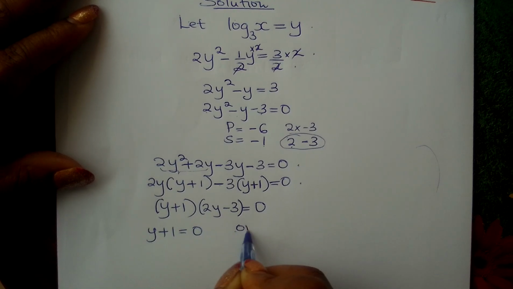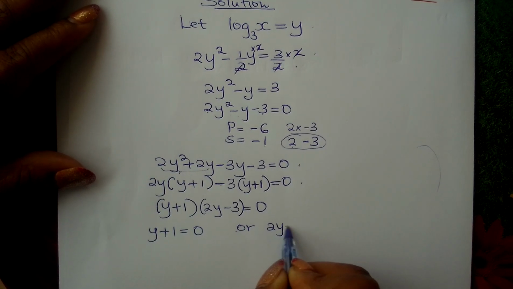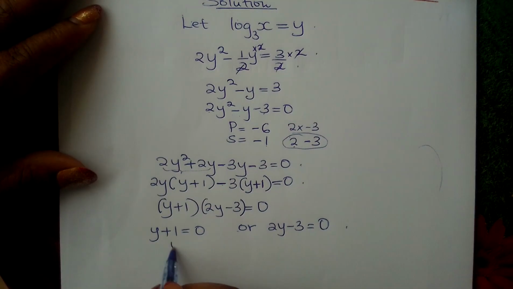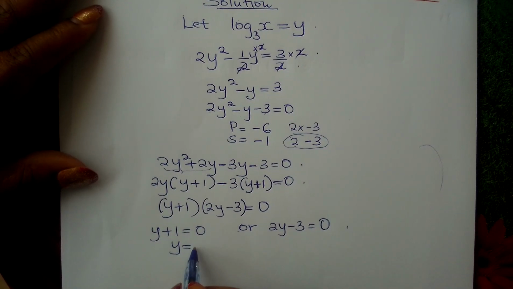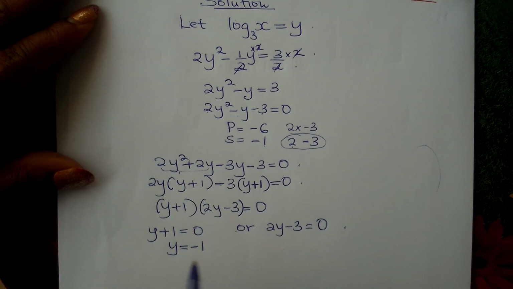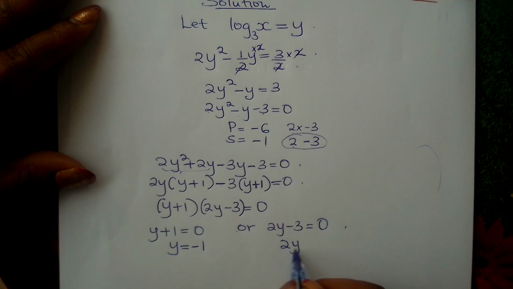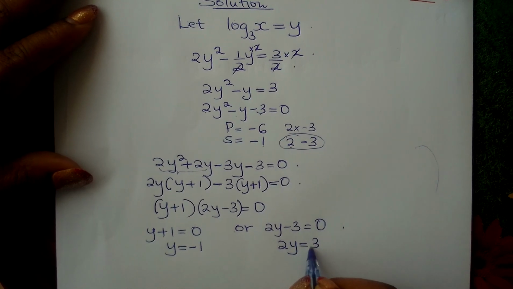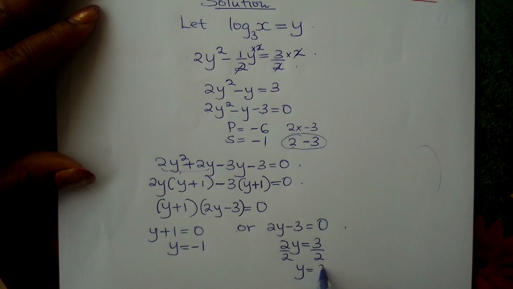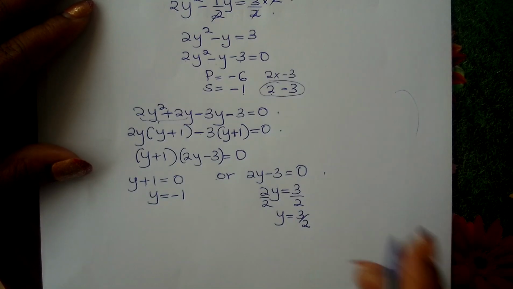From there, learner, we know that we normally say either y plus 1 is equal to 0 or 2y minus 3 is equal to 0. And therefore, learner, here y is equal to minus 1, taking this to the other side. And here 2y is equal to 3. Divide by 2, divide by 2. Your y here is 3 over 2 or 1.5.